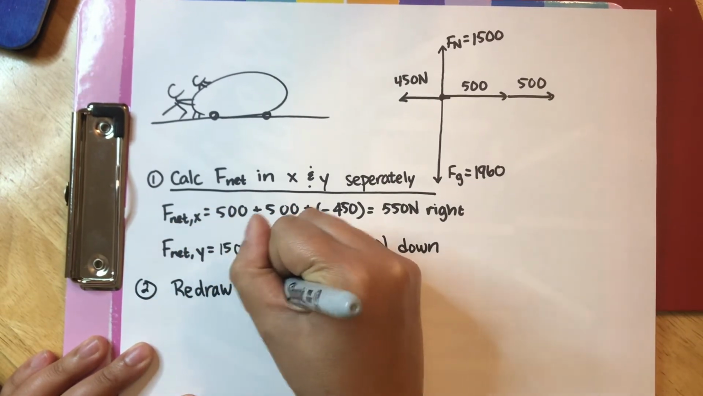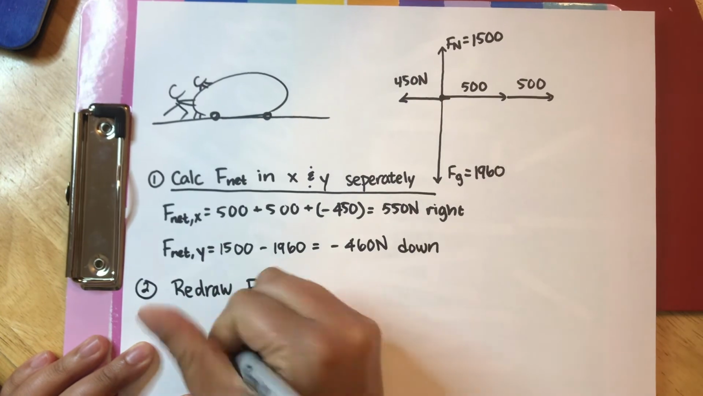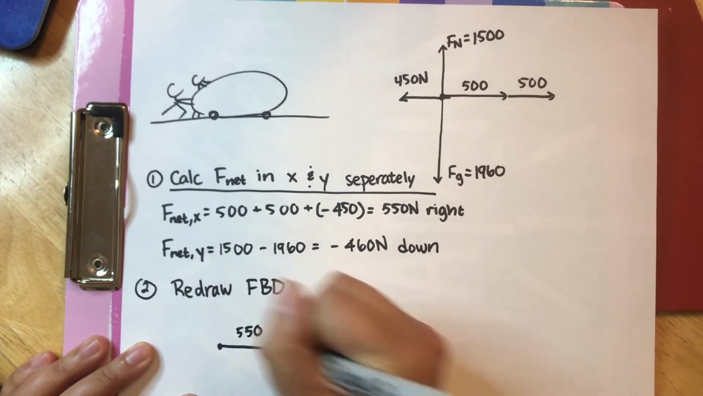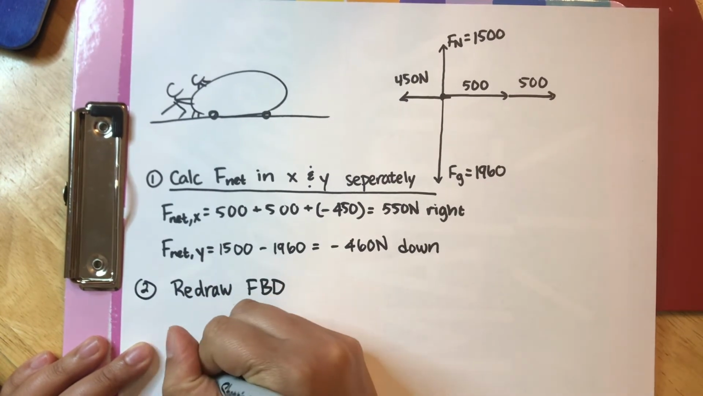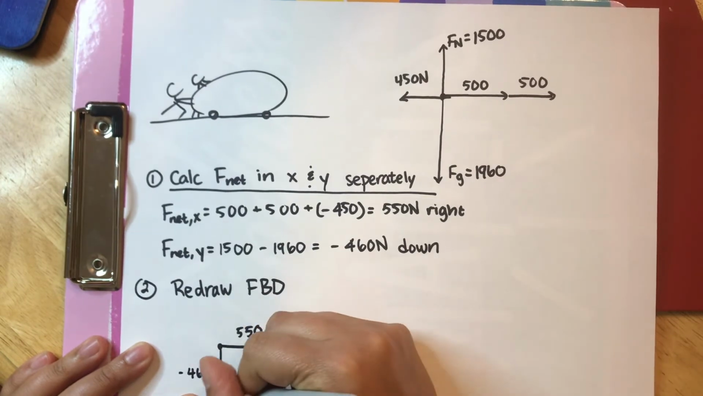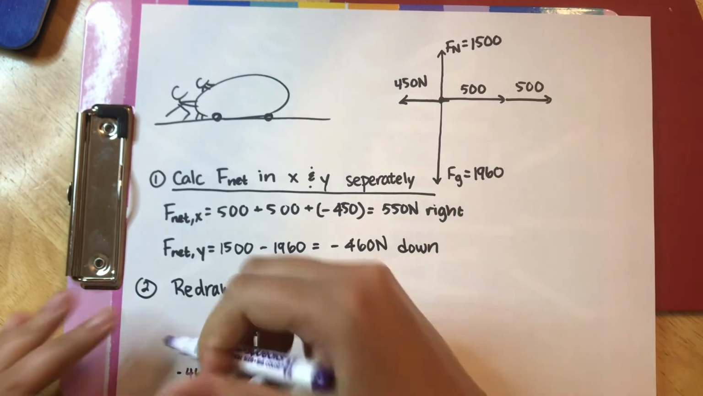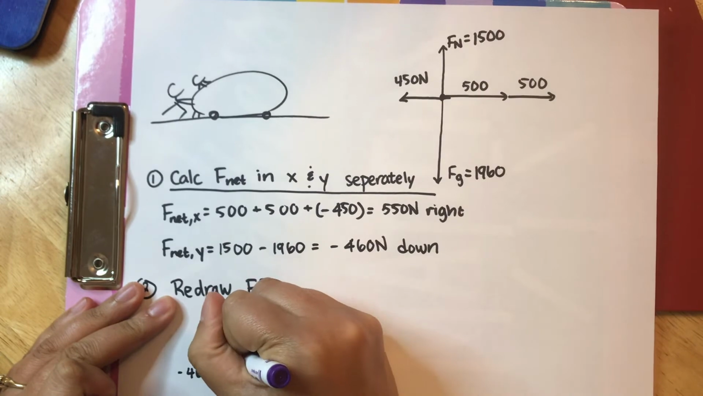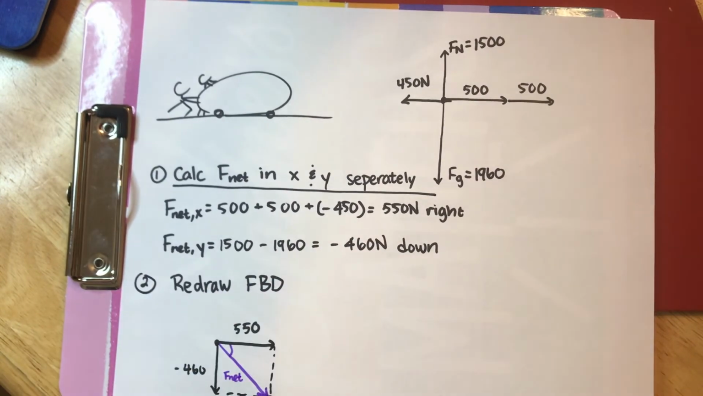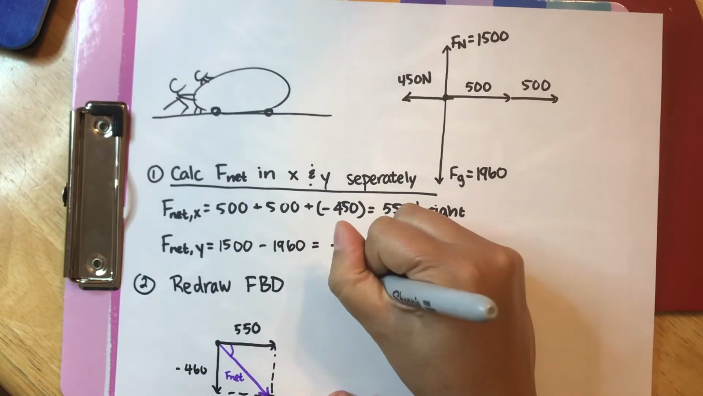Next, we're going to redraw the free body diagram, and I use this to help show what angle is going to be there. So it's 550 to the right and 460 down. The net force then is down and to the right. An angle is going to always be defined from the horizontal.